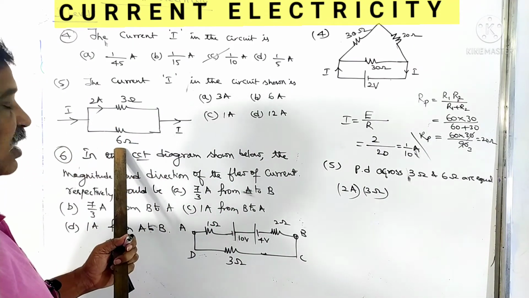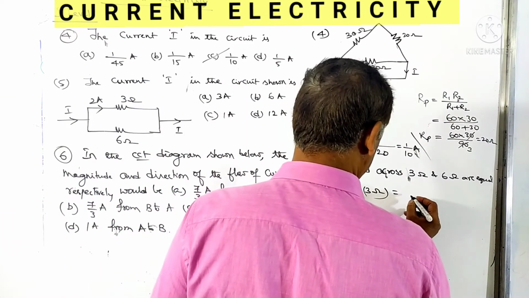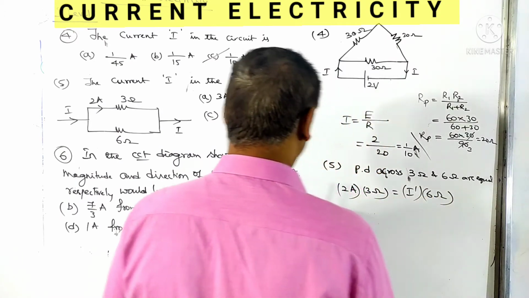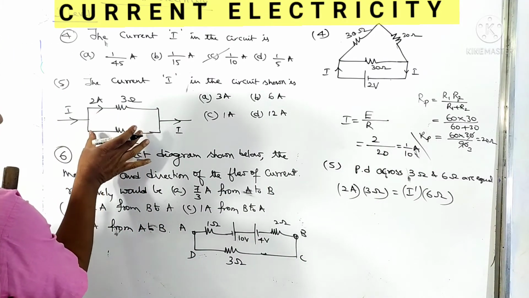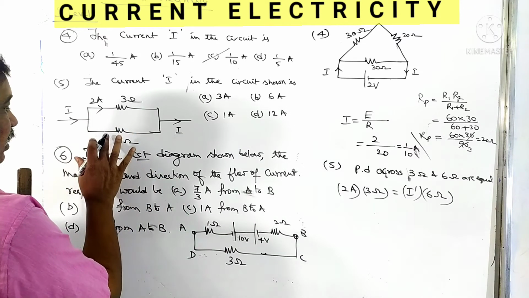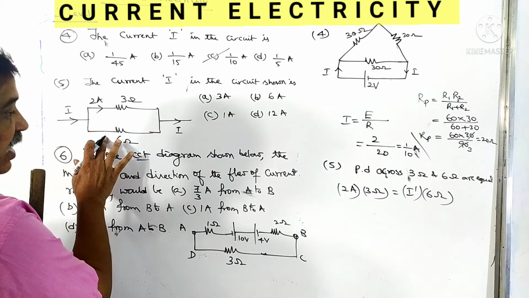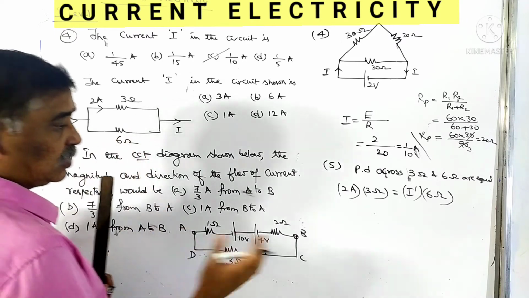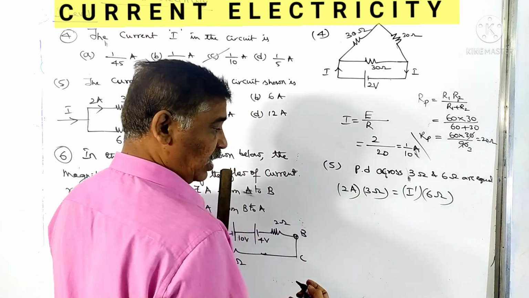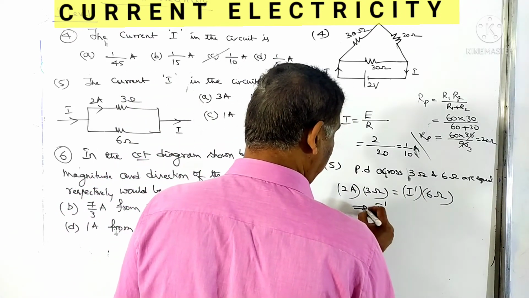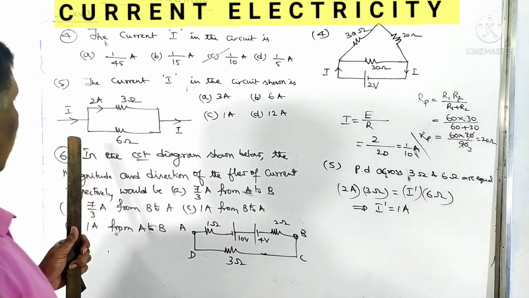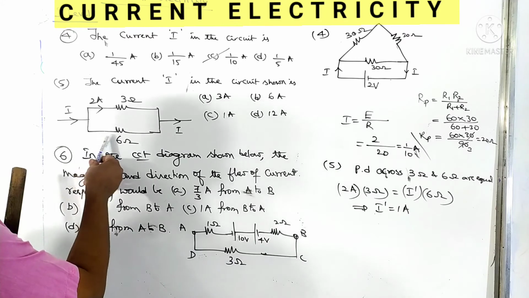Let me call that current as I dash. This is equal to I dash times 6 ohm. Potential difference across this resistance remains the same. Potential difference is given by current into resistance. Here we don't know what the current is, so I take I dash as the current flowing through this, I dash into 6 ohm. Simplify this. If you take the left hand side, 6 brought to the denominator cancels. So we get I dash is equal to 1 ampere. So the current through 6 ohm is 1.